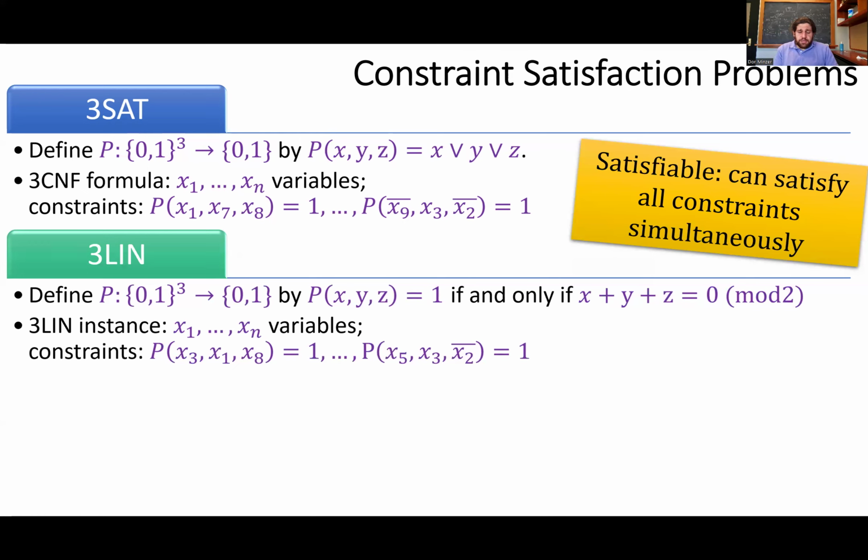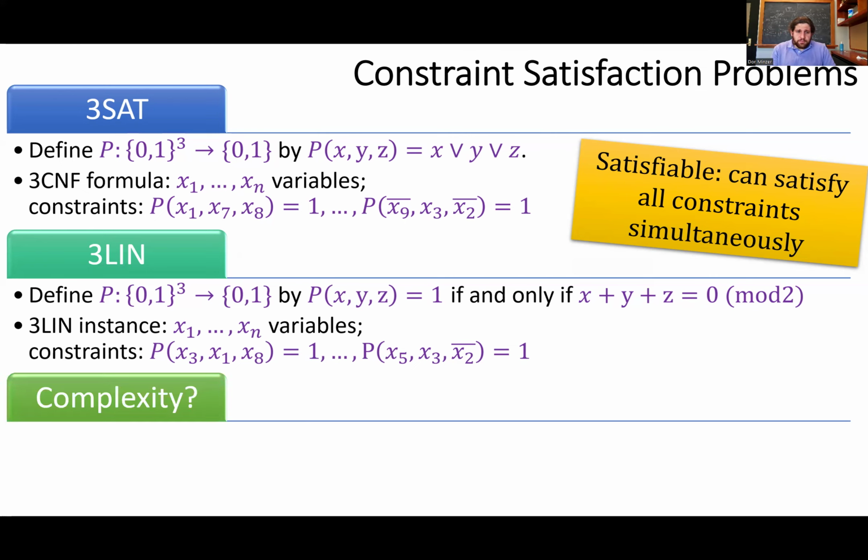Okay, so with this predicate in hand, an instance of 3-LIN consists of a set of variables x1 to xn, and again, a bunch of constraints which are P applied on a bunch of variables, and some of them can be negated. And the constraints are always that P is equal to 1. So again, you ask about the satisfiability of 3-LIN instances. I give you an instance and ask you, is it satisfiable or not?